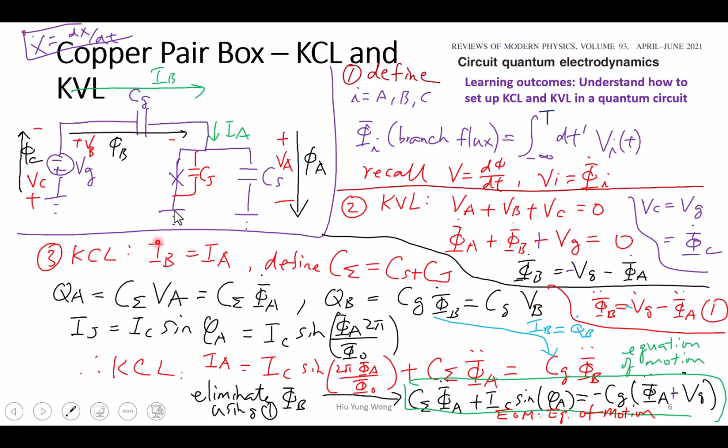Then we have KCL. We know IB equals IA. And we also define this capacitor, which is CS per CJ. I hope you understand physically what it is. CJ is the junction capacitor of the Josephson junction because it is a superconductor-insulator-superconductor structure. It's just a capacitor in the regular sense.